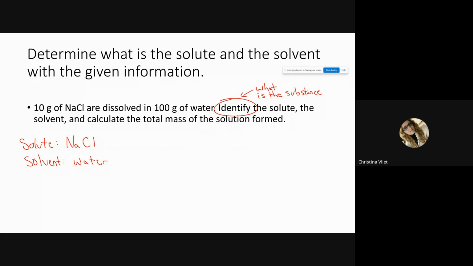How do we get the total mass of solution? Solute plus solvent. Okay, so what's that going to look like? 10 grams, and that's the NaCl, plus 100 grams of water. Do those units match? Why not? They're both grams. What do I mean by the units have to match? They are both grams. They match.